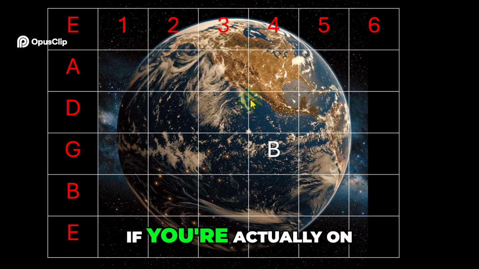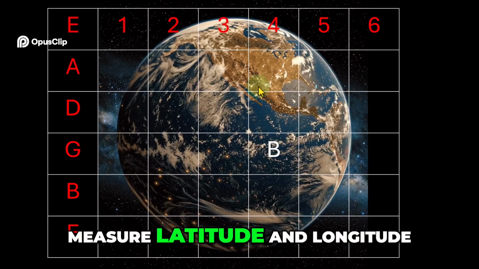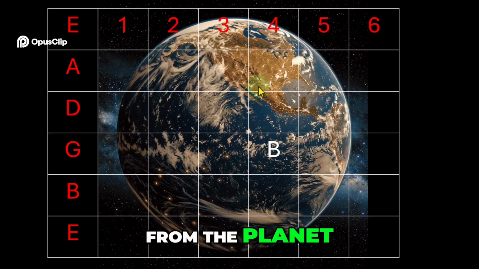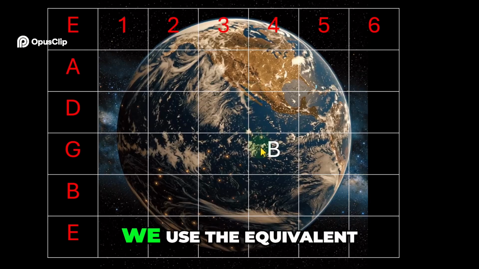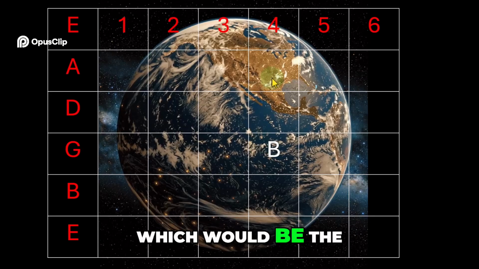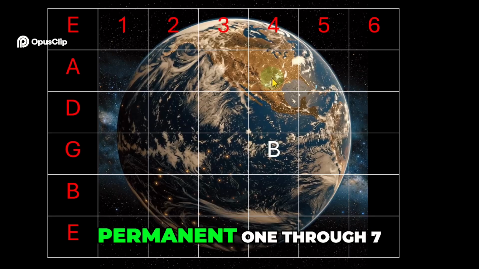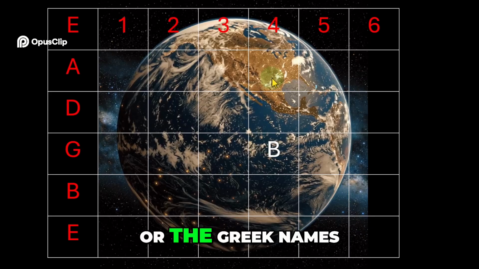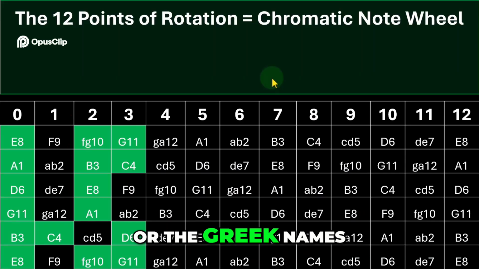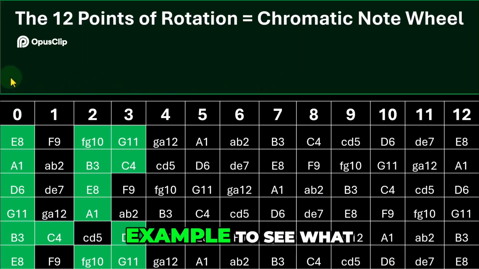What you want to do is, if you're actually on the planet, which our fingers are on the planet, is to measure latitude and longitude from the planet. And we only use the degrees of rotation to tell us where we are on the planet, right? It just orients us to the location on the planet. Then we no longer use the note names. We use the equivalent of the continent names once our fingers are on the fretboard, which would be the Nashville number system, permanent 1 through 7, or the Greek names. So let's give another example to see what I mean.